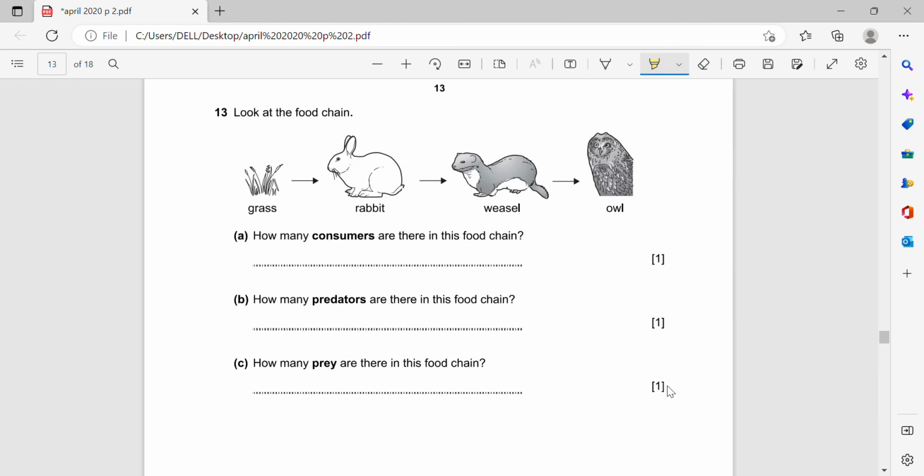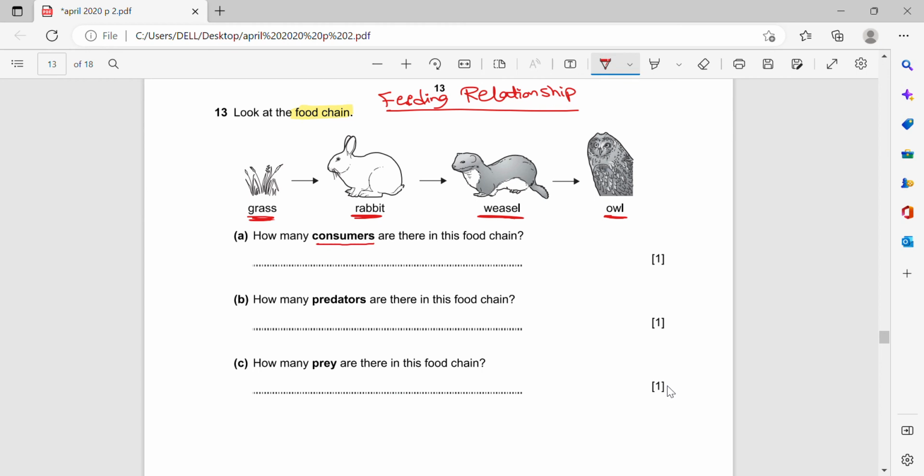Next question, look at the food chain. Remember, ايه هي الفود chain? The food chain is the feeding relationship. It starts with grass. Grass is eaten by the rabbit. Rabbit is eaten by a weasel. Weasel is eaten by an owl. How many consumers are there in this food chain?